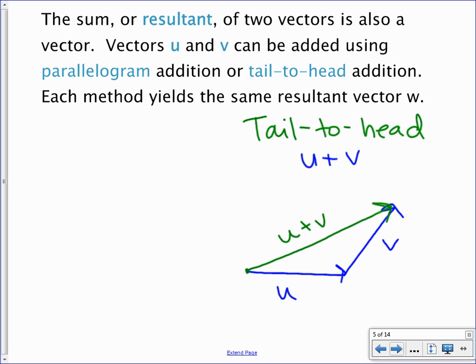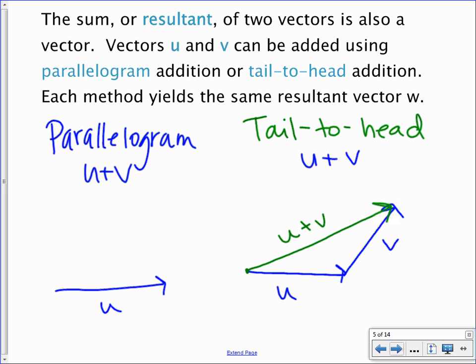What about parallelogram addition? So here is u, and here is v. They're going to be drawn from the same initial point. If you make a parallelogram out of those two vectors, then its diagonal is your resulting vector. Same picture, different ways of thinking about it.